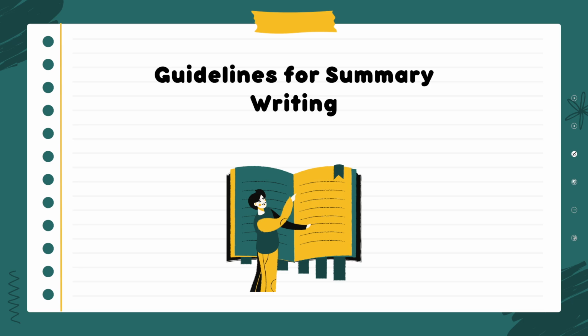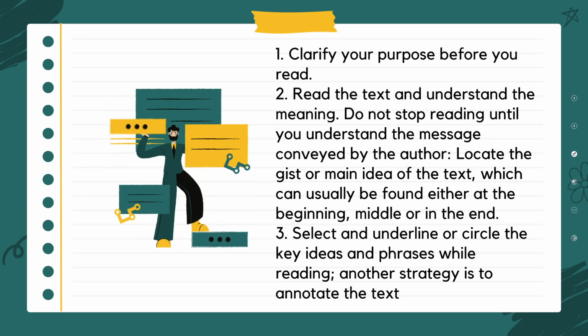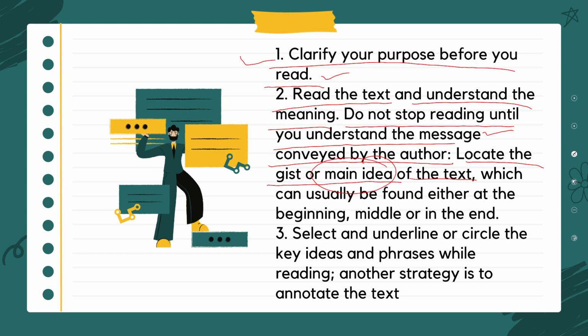Next we have some guidelines for summary writing. Number 1, clarify your purpose before you read. Read the text and understand the meaning. Do not stop reading until you understand the message conveyed by the author. Locate the gist or main idea of the text, which can usually be found either at the beginning, middle, or in the end. And number 3, select and underline or circle the key ideas and phrases while reading.